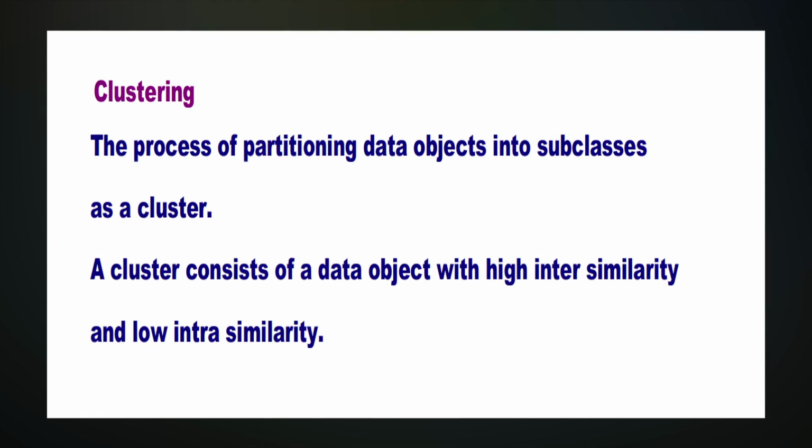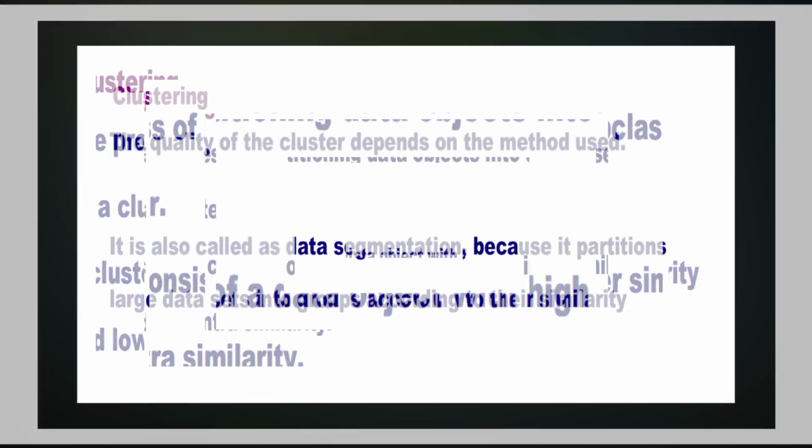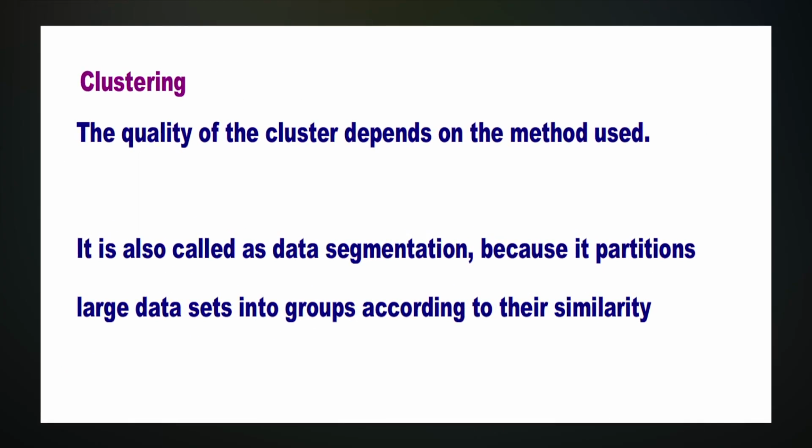A cluster consists of a data object with high intersimilarity and low intrasimilarity, and the quality of the cluster depends on the method used for clustering. It is also called as data segmentation because it partitions large data sets into groups according to their similarity.